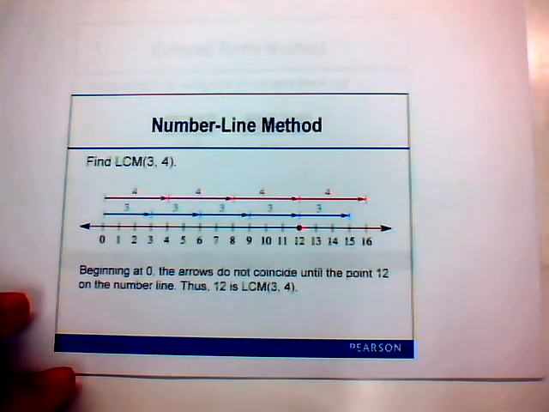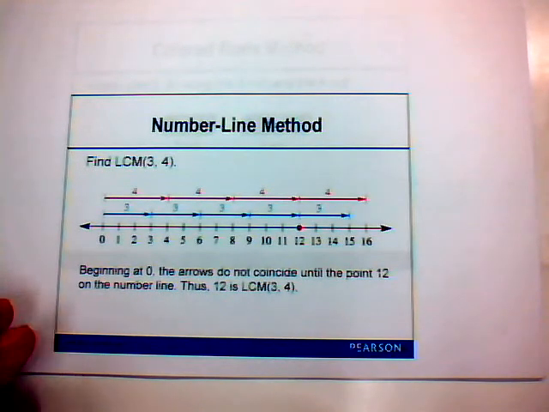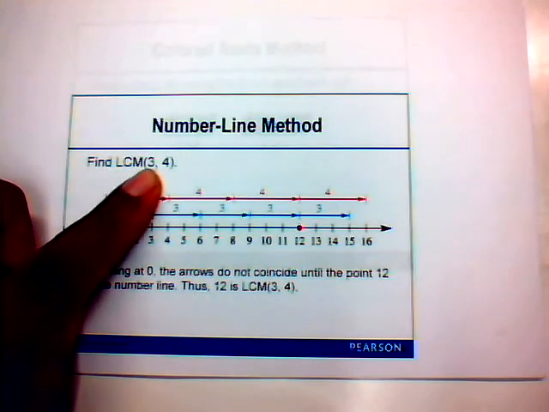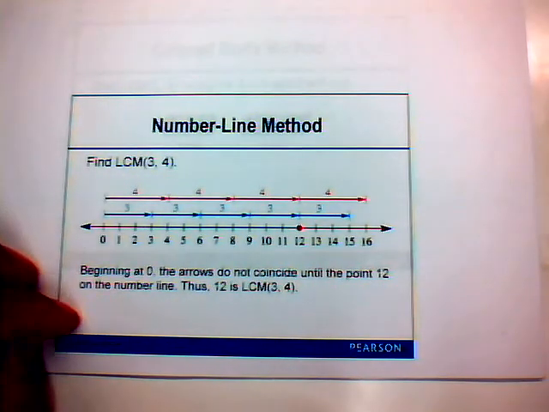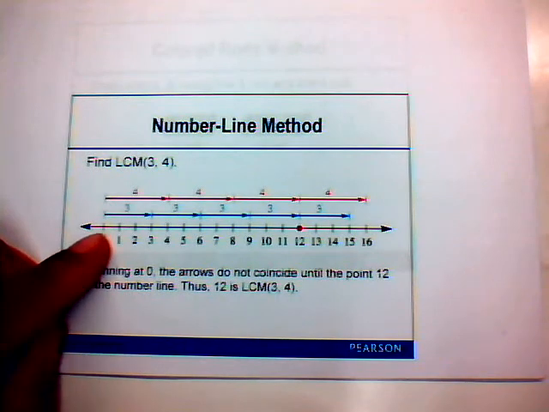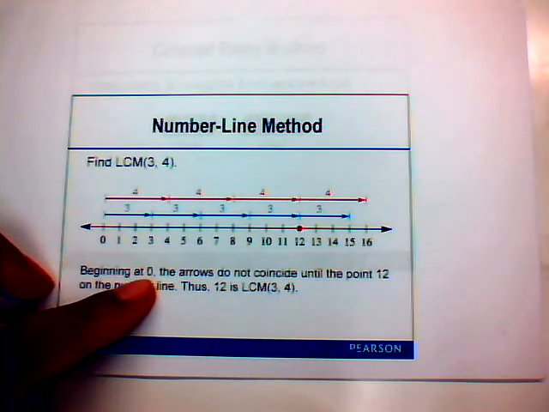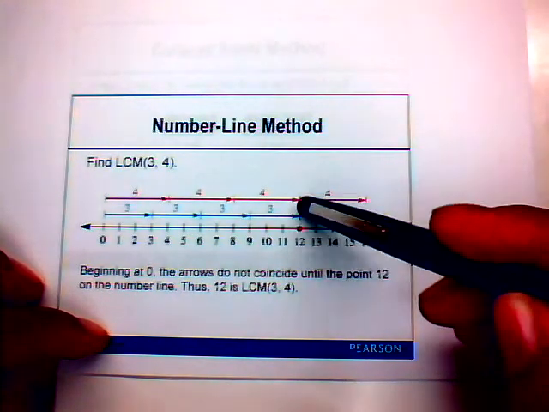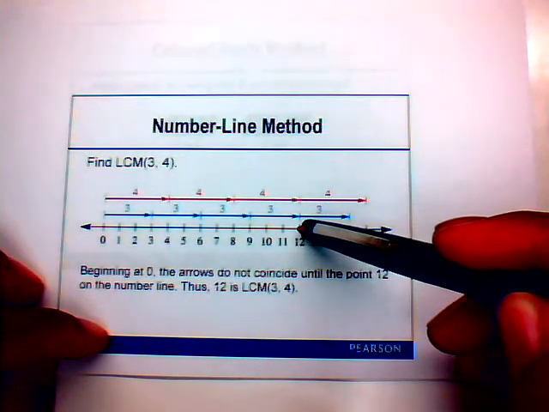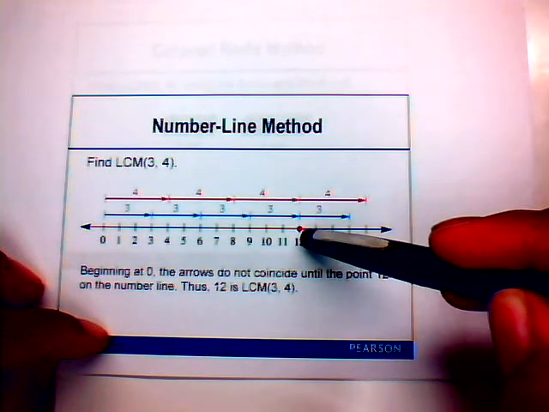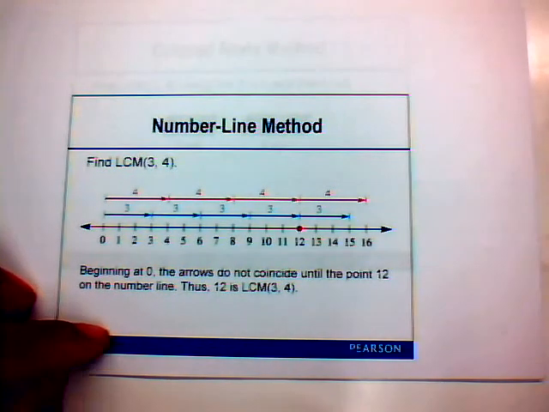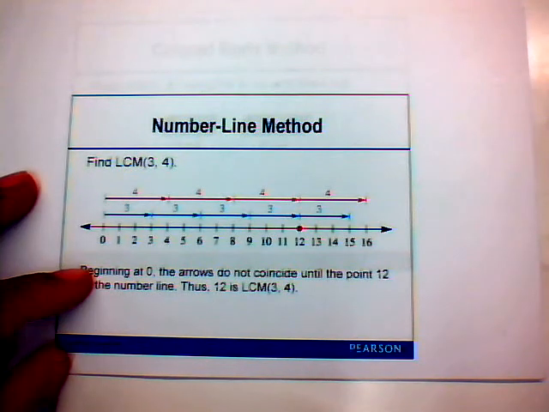One method of finding the least common multiple is the number line method. So here you want to find the LCM of 3 and 4. If you begin at 0, the arrows do not coincide until you reach the point 12, right here. So 12 will be the least common multiple of 3 and 4.